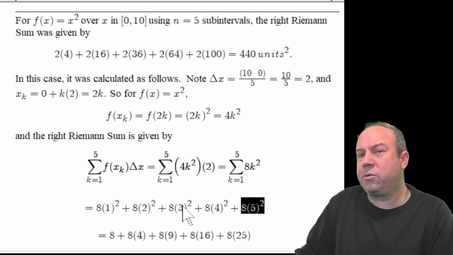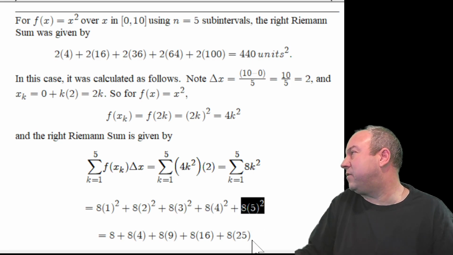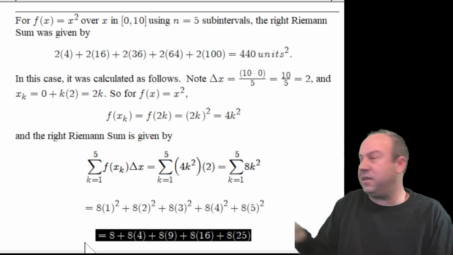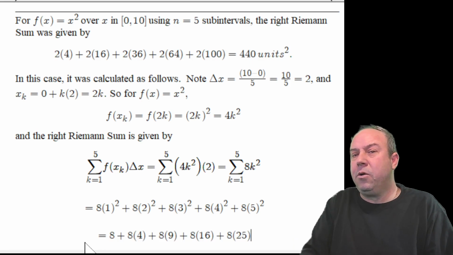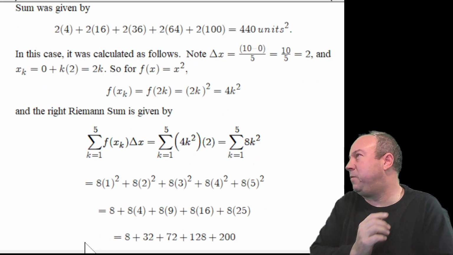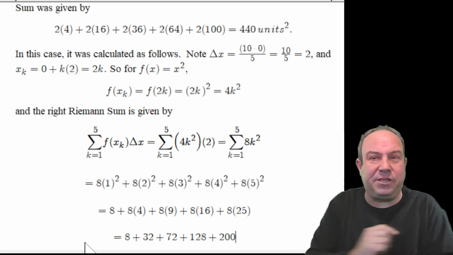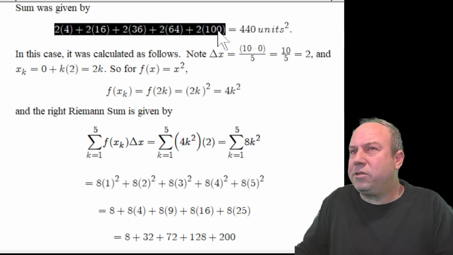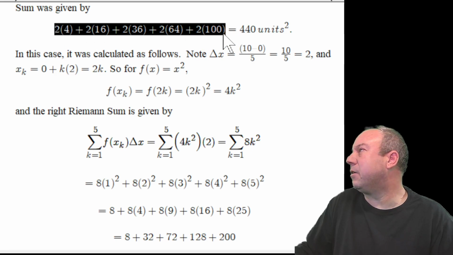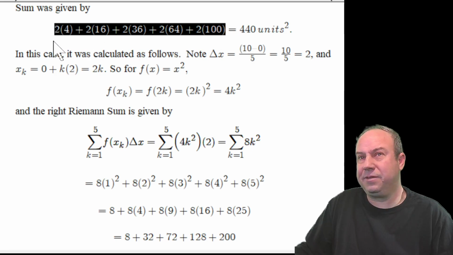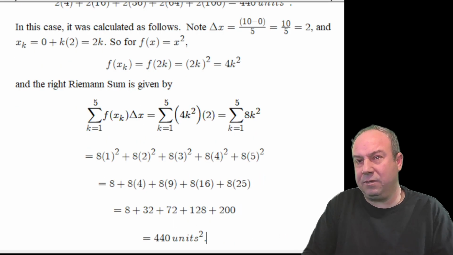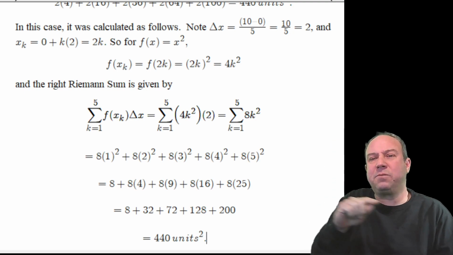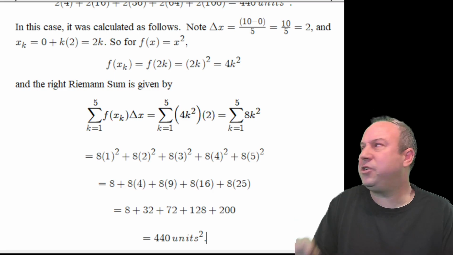Now 1 squared is 1, 2 squared is 4, 3 squared is 9, 4 squared is 16, 5 squared is 25. So this will all be equal to 8 plus 8 times 4 plus 8 times 9 plus 8 times 16 plus 8 times 25. When I multiply out those quantities, you should see some familiar values: 8 plus 32 plus 72 plus 128 plus 200. You'll notice those are the products given here in this summation. And what do those add up to? Those add up to 440 units squared. And that was performing that right Riemann summation by definition.